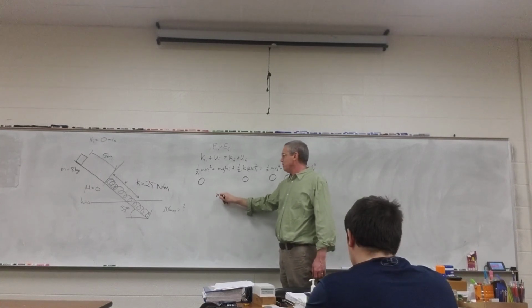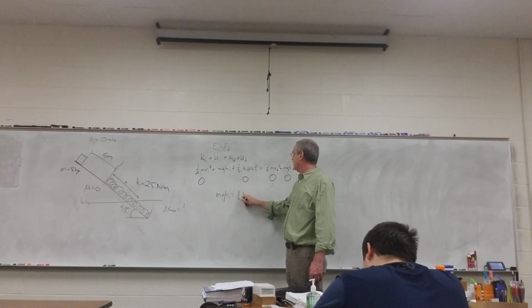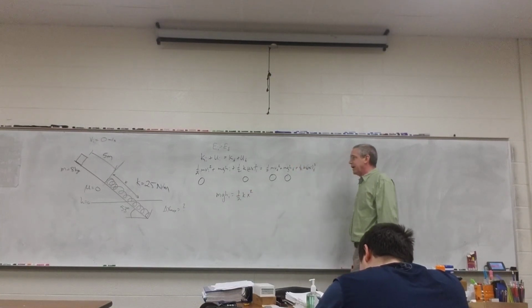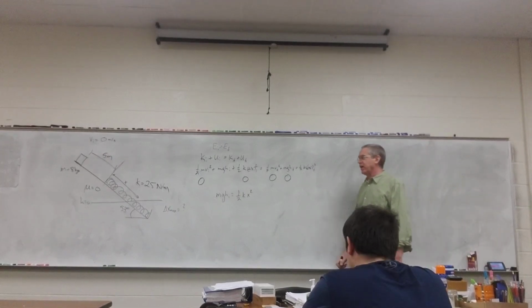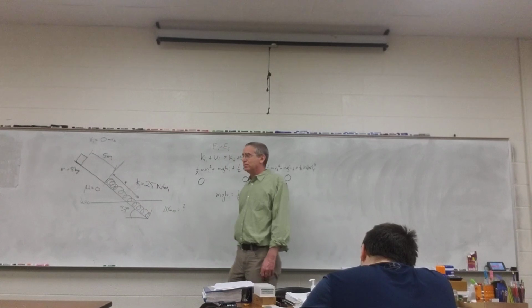So we have mgh initial equals 1/2 kx squared. I can get away with just saying x instead of delta x because I define how much it compresses by the letter x here.